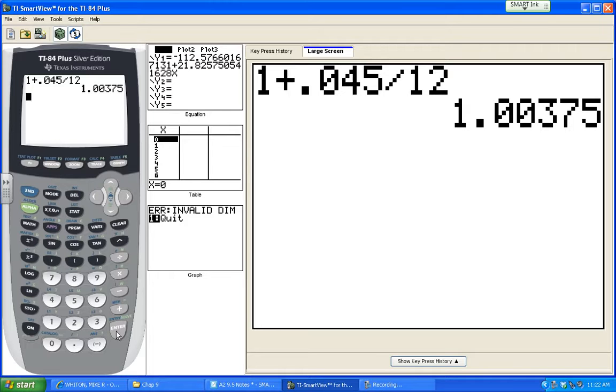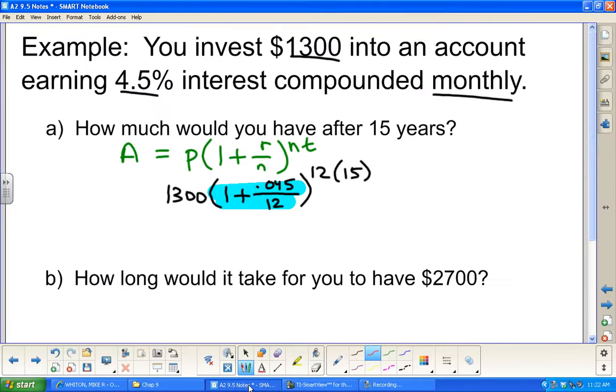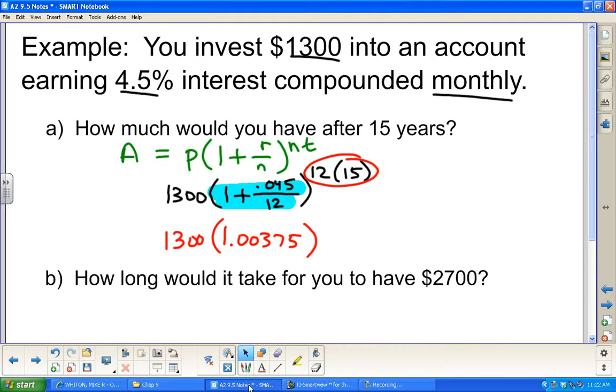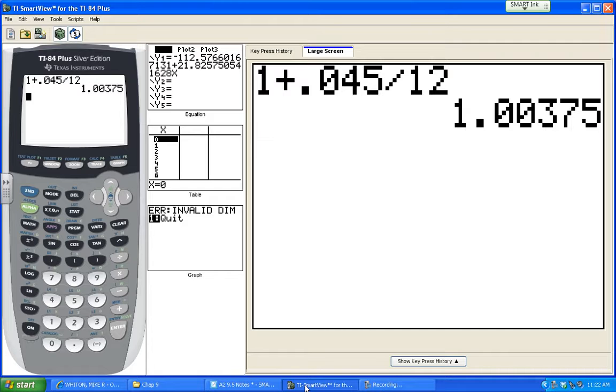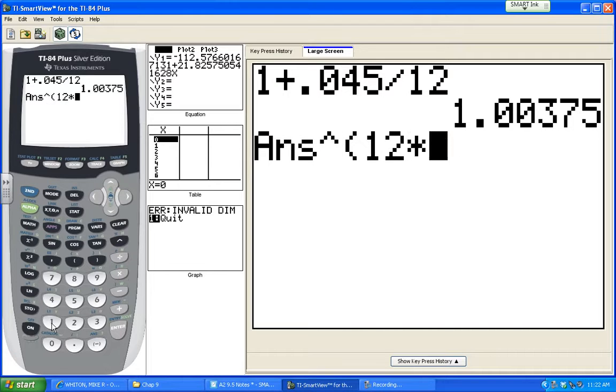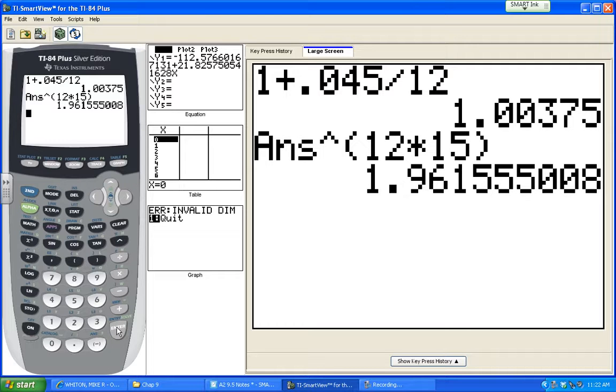Now if you remember in the formula, that is getting raised to a power. So 1.00375 is this number. I can't just multiply by the 1300 yet because the number we just found is getting raised to a power. So why don't we take that to the 12 times 15. I'm just going to use my caret key, answer. The exponent needs to go in parentheses. It's 12 times 15. So this is that 1.00375 to the whatever 12 times 15 is.